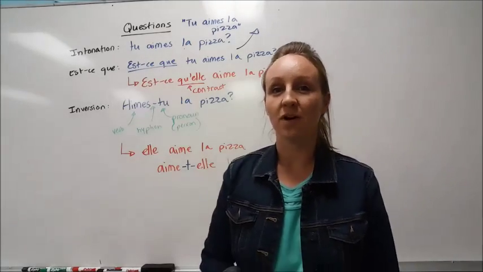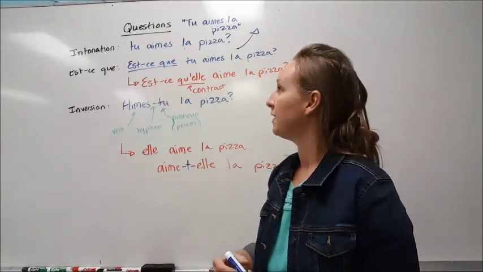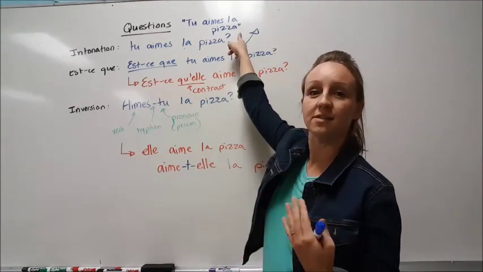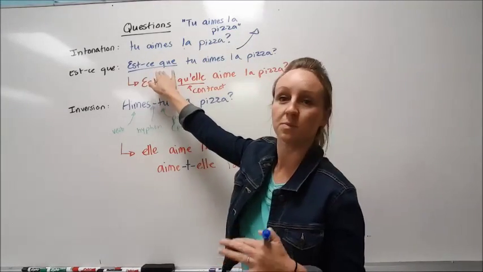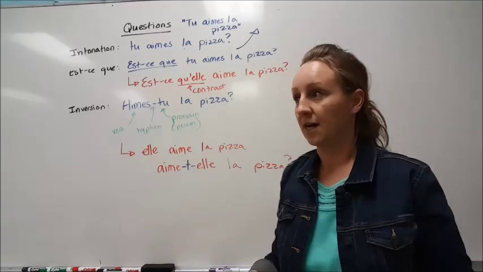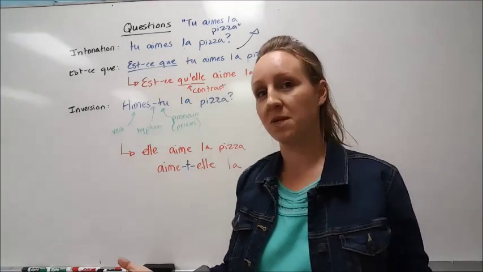The next one is what we call est-ce que. Generally speaking, it means like do or does. And what you do is you just plunk it right in front of the sentence. So our original sentence is, tu aimes la pizza. Here I've just plunked est-ce que right in front of tu aimes la pizza, and there's my question. So now instead of saying, you like pizza, I'm basically saying, do you like pizza?